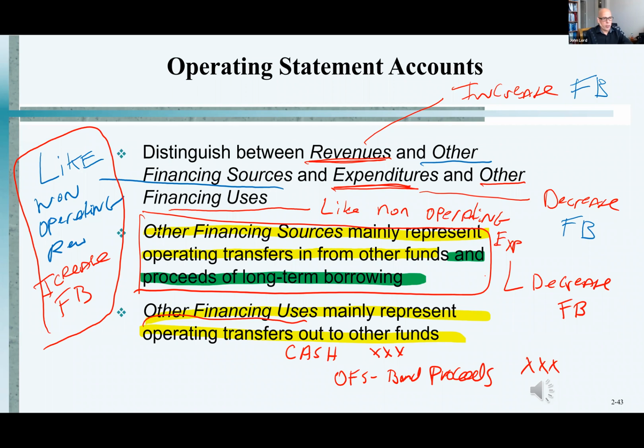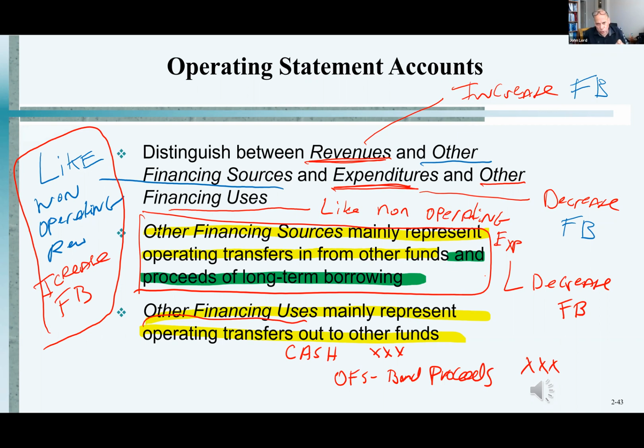So when we're talking about our statement of revenues, expenditures, and change in fund balance, which is like the income statement, we have revenues, we have expenditures. Revenue and expenditures are really considered like normal course of business items. Revenues increase fund balance, just like revenues increase retained earnings, right? Expenditures decrease fund balance, just like expenditures decrease retained earnings. Then we have these sort of non-operating things, but we don't call them that. We call them other financing sources and uses.